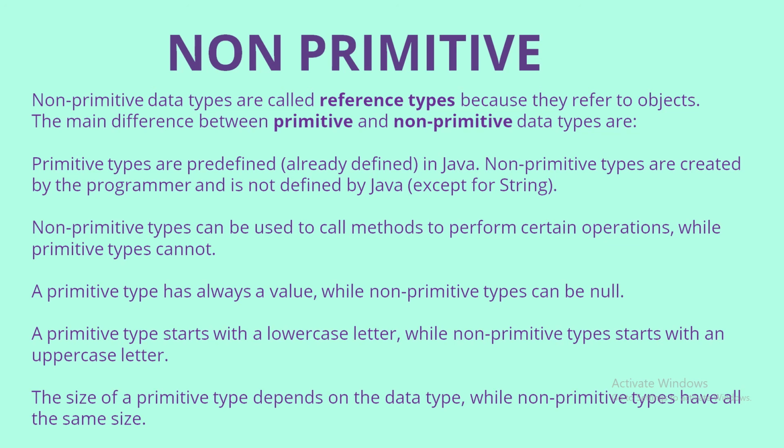Non-primitive types can be used to call methods to perform certain operations, while primitive types cannot. A primitive type always has a value, while non-primitive types can be null. A primitive type starts with a lowercase letter, while a non-primitive type starts with an uppercase letter. The size of a primitive type depends upon the data type, while non-primitive types all have the same size.